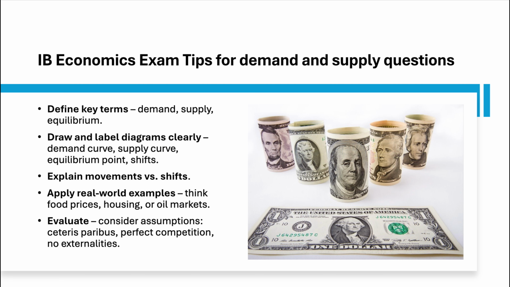Now, if you're preparing for IB exams, here's how to maximize your marks on questions about demand, supply, and equilibrium. First, always start by defining your key terms. For example, define demand as the quantity of a good that consumers are willing and able to buy at each price, and equilibrium as the price where demand equals supply. These definitions show the examiner that you understand the basics behind the concepts you're learning and that you truly know them from the core.